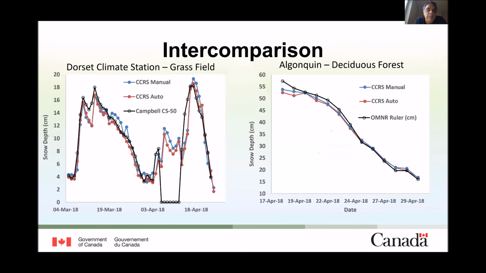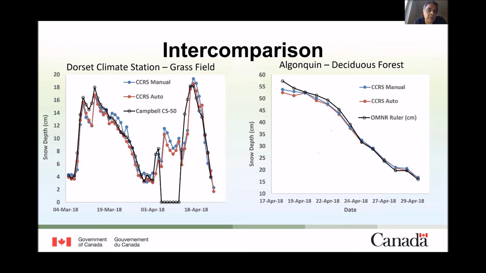On the left, this is a small comparison in a field with a synoptic station, Ministry of the Environment Ontario. Campbell CS50s in black, there are 3 actually, surrounding our site. The auto is what I showed you, and manual is where we use a person to detect the intersection versus our algorithm.